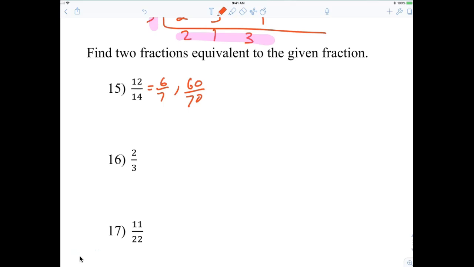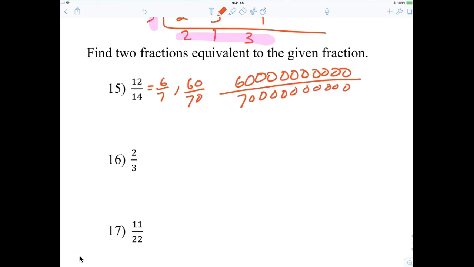You could do 500 zeros if you want. For 60, 70, you could do like 60 million. But would it have to be a 6 or 7 digit number? No, you could just do 12 or 11. What if it was 13 and 18? They're equivalent. You could do 13 and 18. What happens if they're not in simplest form? Well, let me get there.